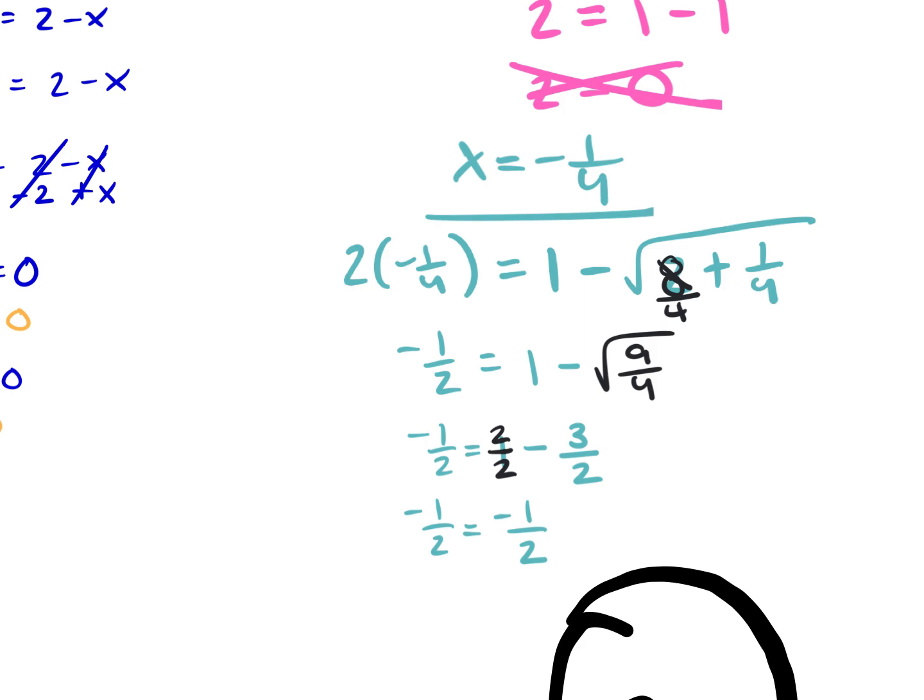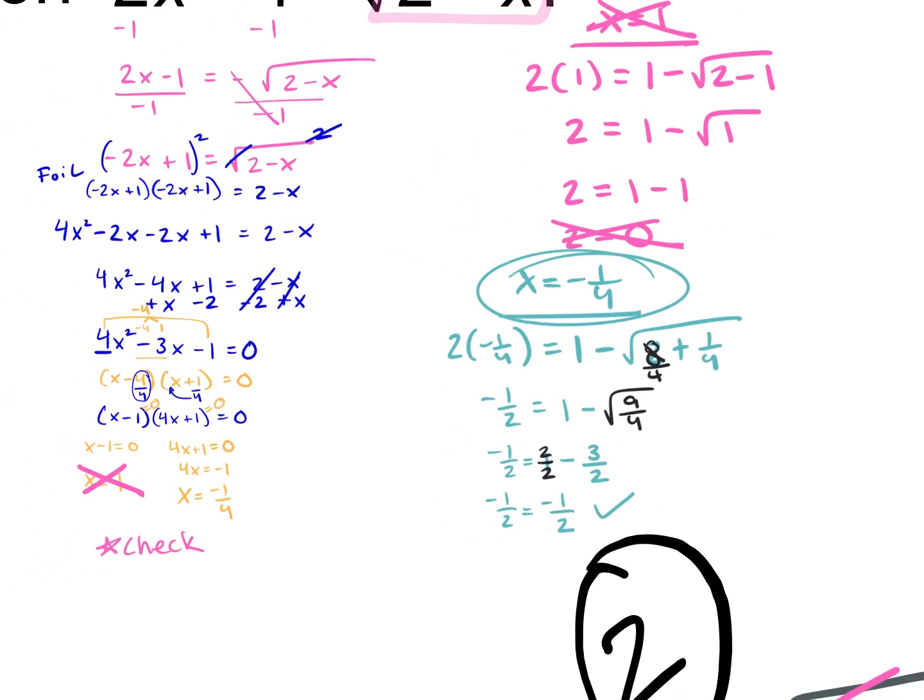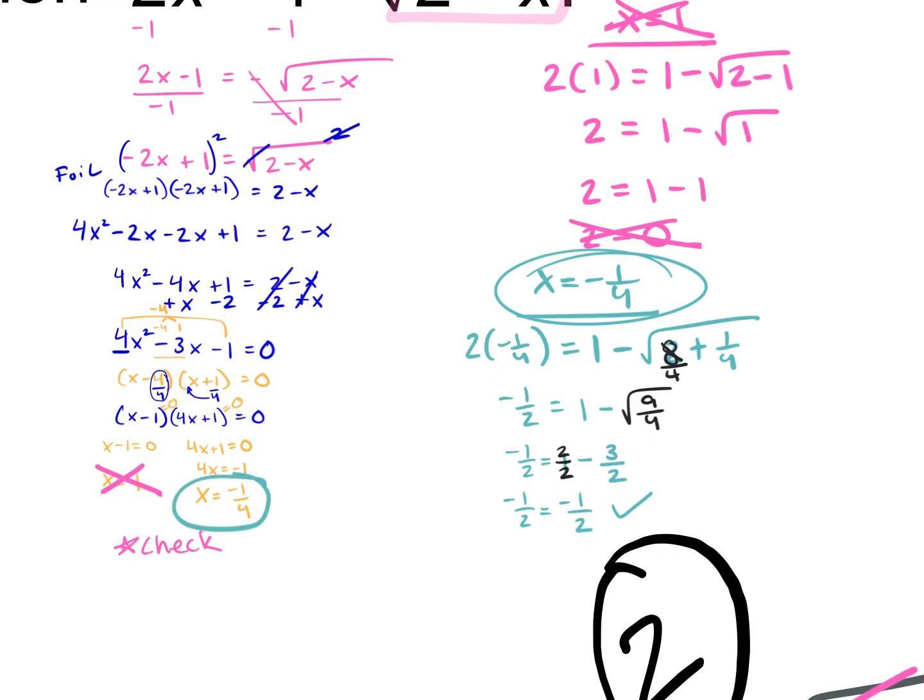Is this true? Yes. So our only answer would be x equals -1/4. So we just have one solution. So anytime you end up with 2 answers, you have to check your work. It is possible that both of the answers could work. It is possible that neither will work. Sometimes just one will work, but you got to check them both.